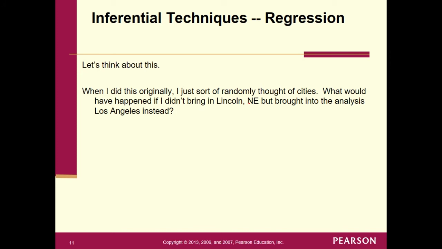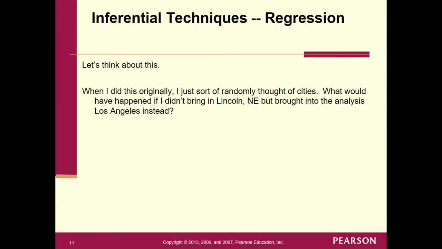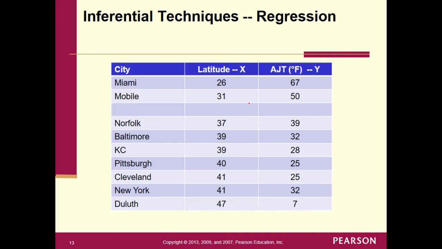All right. So I want you to think about this. Now, notice in this slide right here, I went ahead and highlighted in red the sample regression line. And let's think about this for a second. When I did this originally, I just sort of randomly thought of cities. And I want you to think about what would happen if I didn't bring in Lincoln, Nebraska. So Lincoln, Nebraska was in the original data. But instead of bringing in Lincoln, I brought in LA instead. So here's our data. Lincoln's gone, and I replaced it with LA. What would have happened? Now, this would have been a perfectly acceptable random sample of 10 cities. It's just that instead of bringing in Lincoln, I brought in LA. Think about what would happen then.